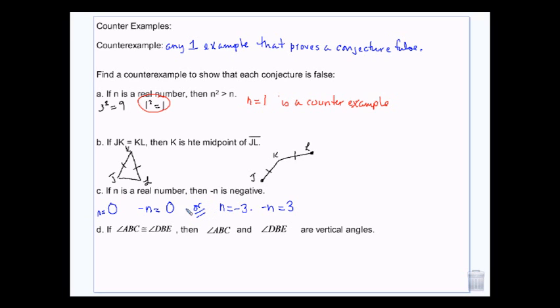Okay, and finally, if angle ABC is congruent to angle DBE, then angle ABC and angle DBE are vertical. Maybe.